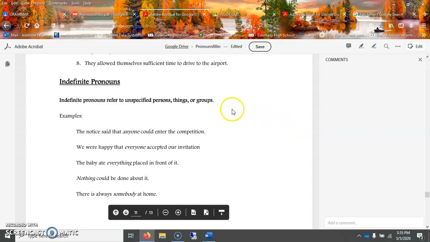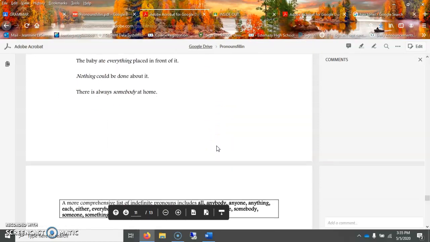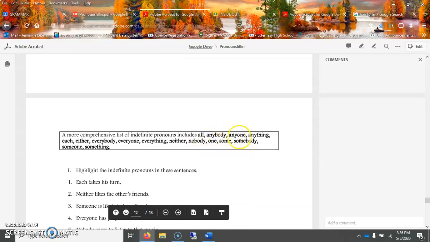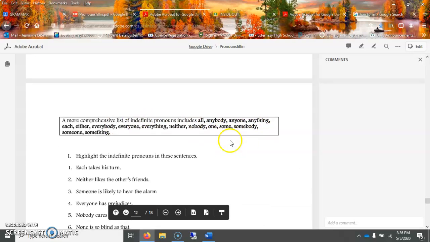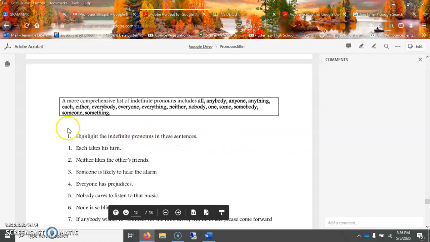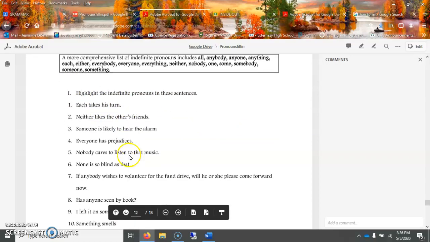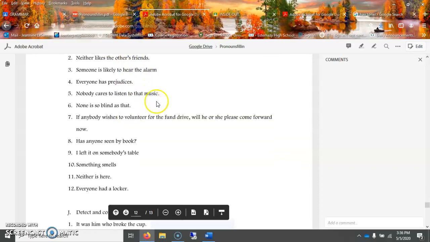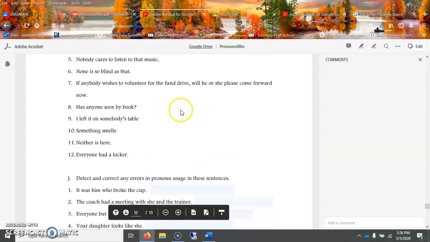These are again unspecified persons, things, or groups. So in this example, anyone, everyone, everything, nothing, and somebody are all examples of this. A more comprehensive list could also add all, anybody, anyone, anything. All of these would also be examples of that. So you can highlight the indefinite pronouns in the sentences below. This is pretty simple, guys. Just, what are the indefinite pronouns?